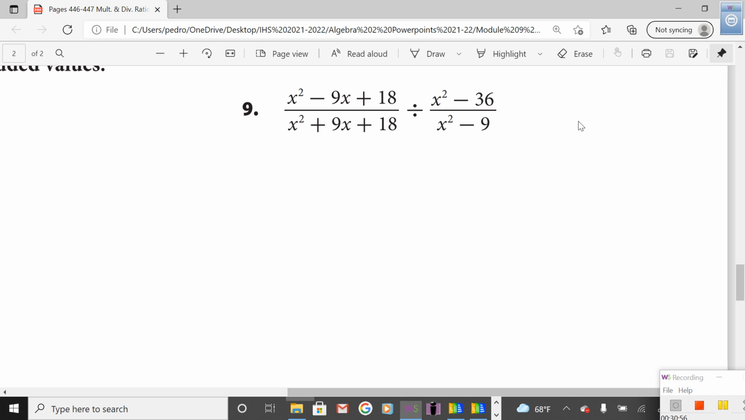Now I know some of you are like, Mr. Q, we only have like 4 minutes left. I know. You should be able to finish this in 3. Once again, reminder, this is division. So that means you need to do one step prior to getting your multiplication and all that. Okay? So once again, number 9 is x squared minus 9x plus 18 over x squared plus 9x plus 18 divided by x squared minus 36 over x squared minus 9. You can do that on your own.